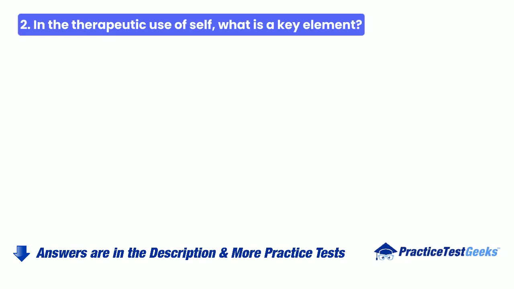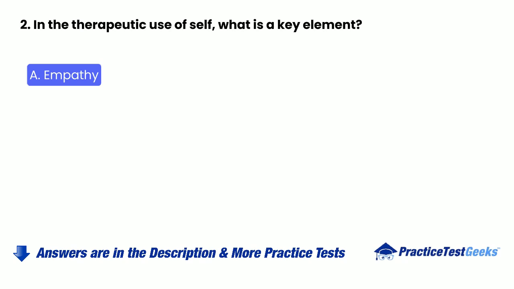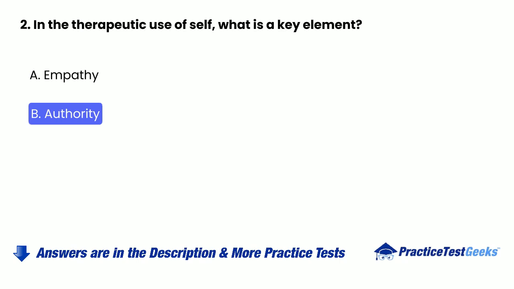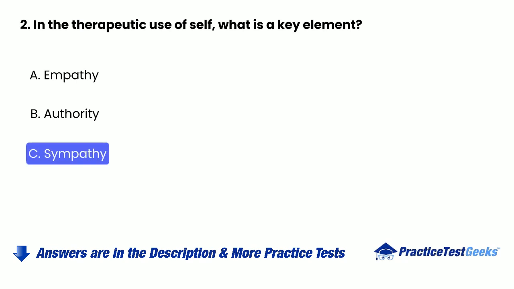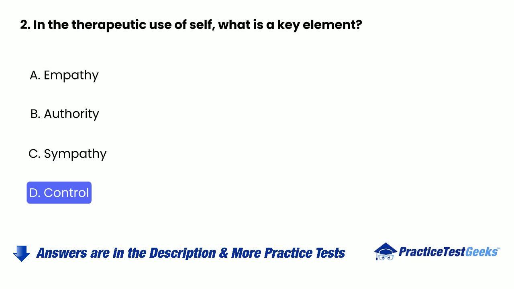2. In the therapeutic use of self, what is a key element? A. Empathy. B. Authority. C. Sympathy. D. Control.